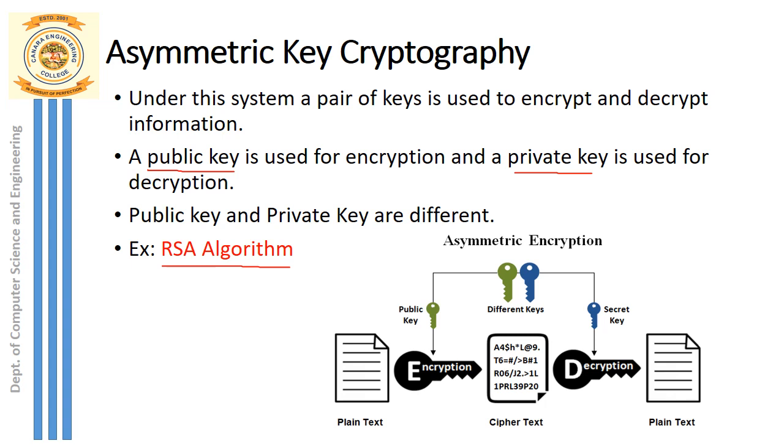As shown in the diagram, here we convert plain text to ciphertext using encryption with a public key at the sender side, and ciphertext will be converted back to plain text by using a secret key, which is called the private key, which is different from the sender side key.